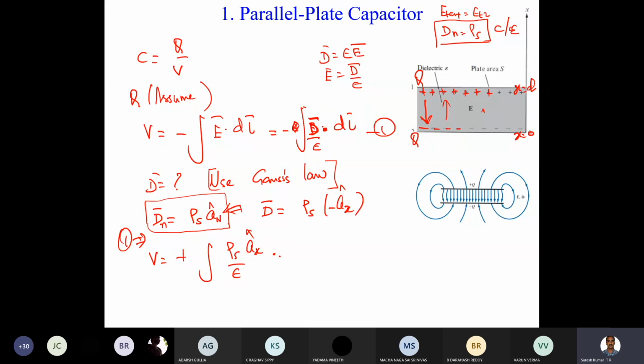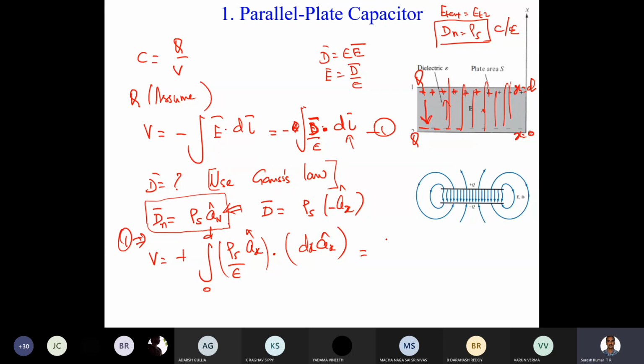dl vector. What is dl vector? To find the potential, you need to find the tangential component of electric field. So the electric field is along this direction, right? So you need to do the differentiation along the x direction. So it is dx into AX. And what should be the integral limit? The integral limit is from 0 to d. Right? From 0 to d.